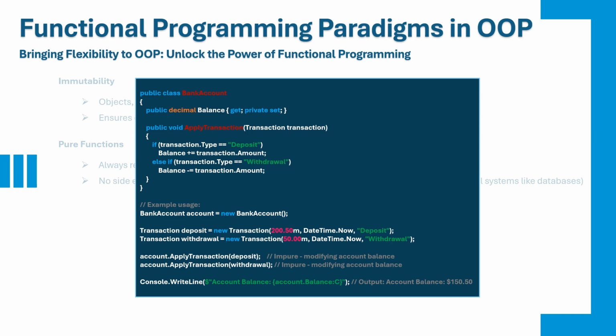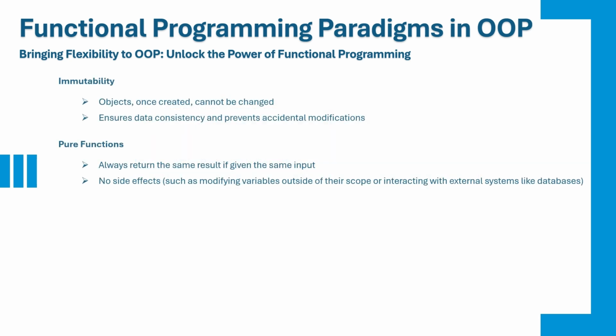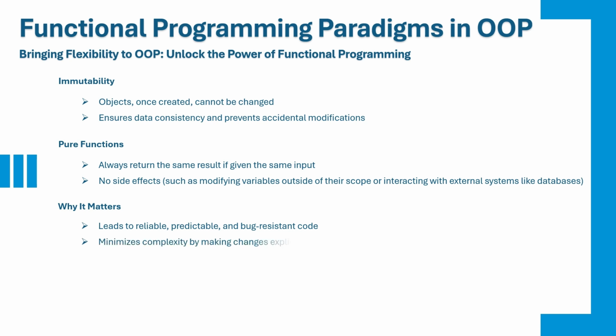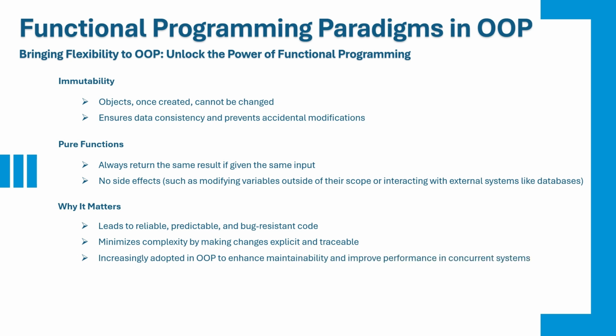However, even though this function is impure, we still need to use it responsibly to ensure our code remains predictable and easy to maintain. When you combine immutability and pure functions, you get code that's highly reliable, thread-safe, and easy to reason about. You can track how data flows through your program and be confident that nothing unexpected is happening behind the scenes. These ideas, originally from functional programming, are now being embraced in OOP to make software more maintainable and resilient.